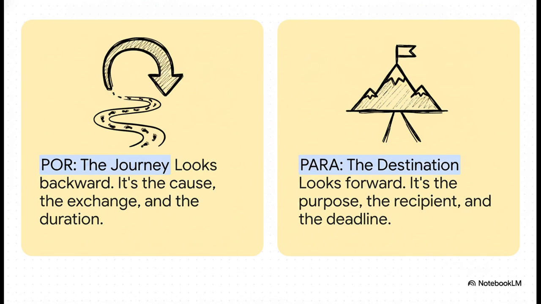And here it is. This is the moment it's all gonna click. Por is the journey. It's the reason why you even started. It's the cause, the motivation, the entire path behind you. And para is the destination. It's the reason for your goal. It's the purpose, the objective, the finish line way up ahead. One looks back at the cause, the other looks forward to the effect. It was never about the word "for." It was always about the journey versus the destination.